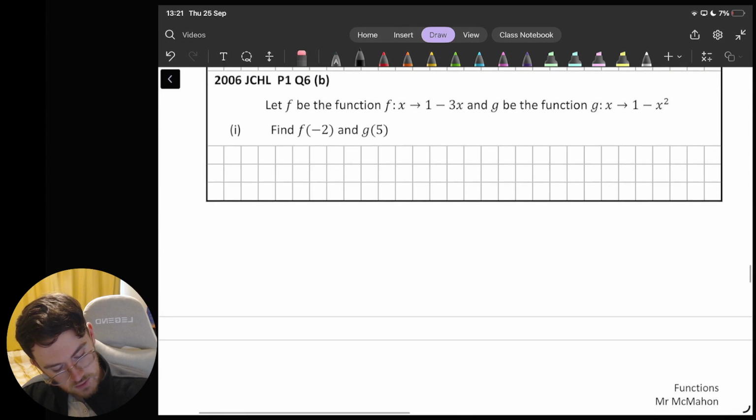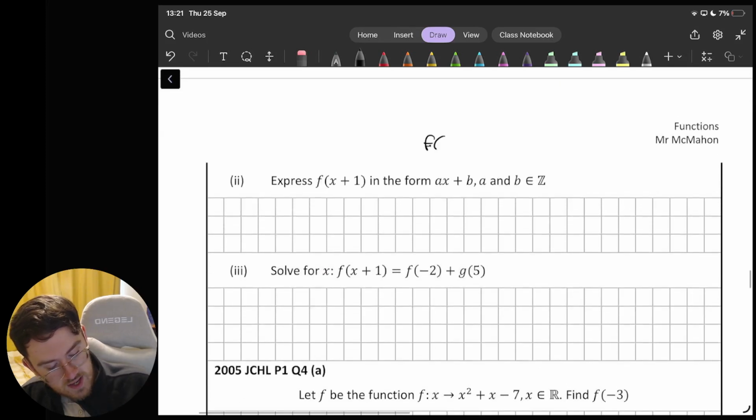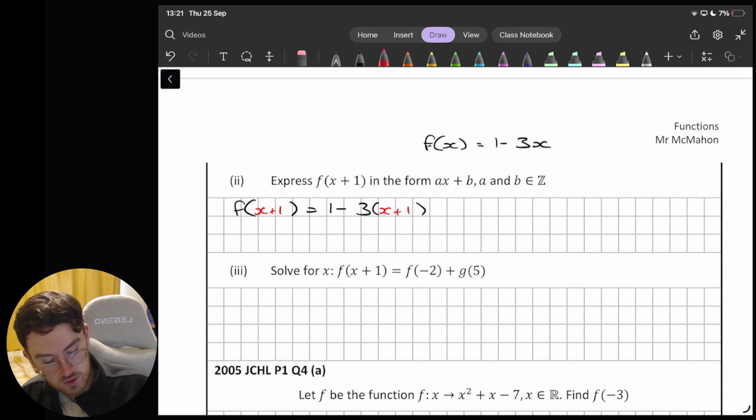Let's look at this one. We'll look at part 2. F is the function 1 minus 3x. So f of x is 1 minus 3x. They're asking me to find f of x plus 1. So everywhere we see x in our function, we are going to input x plus 1, which in this case is actually only in one place. 1 minus 3x minus 3, which is minus 3x minus 2.